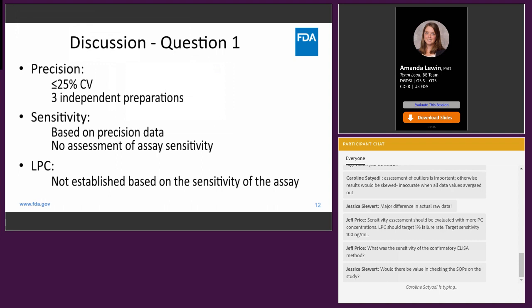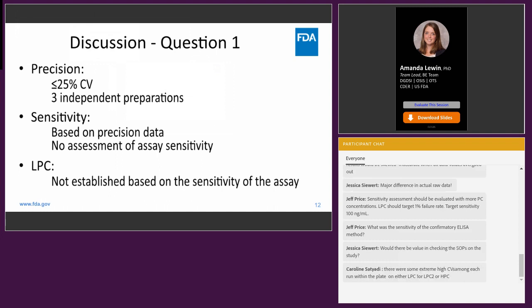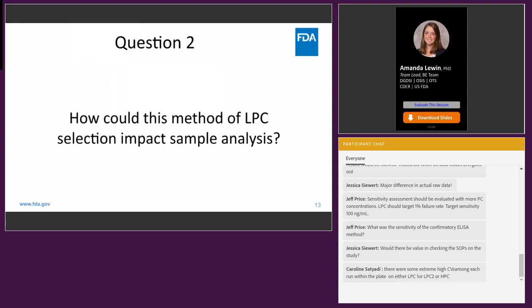So I think it was Jeff, right? You said based on the sensitivity data, the LPC should be statistically determined to have that 1% failure rate, right? Let's see, there were some extremely high CVs in the run with the plate, right? You know, we'd always go in and look at the data as well. Okay, so let's move on to the third question for this set. Oh, sorry, second, getting way ahead of myself.